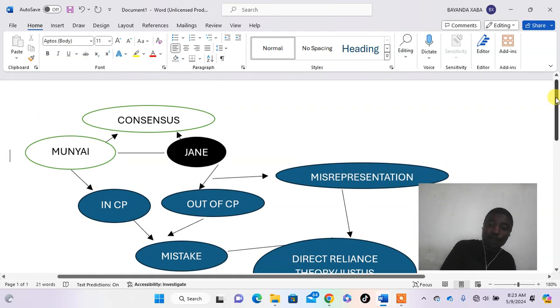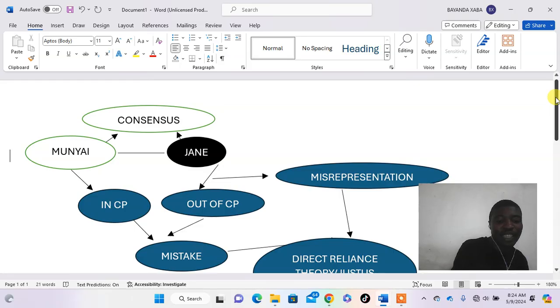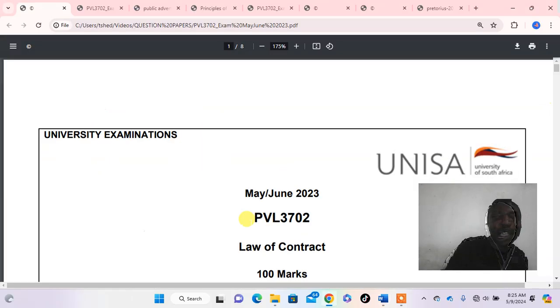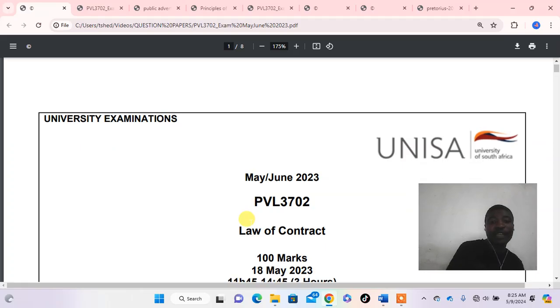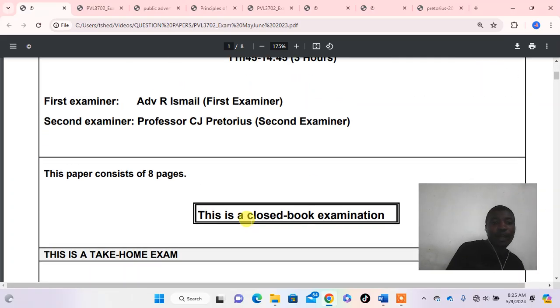Then we have talked about this one. Now let's go to the real thing, the business of the day. Let's start with the business of the day. Now I'll just pick questions from different papers and then I will explain them. Remember the exam is closed book.